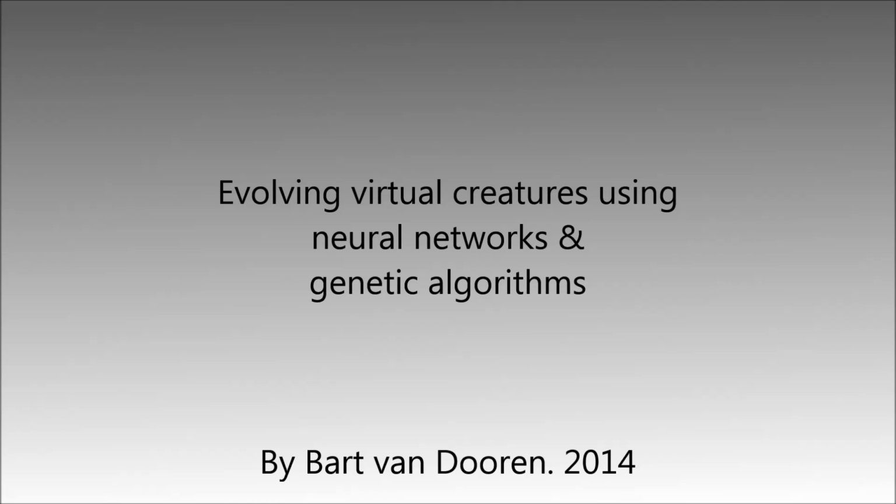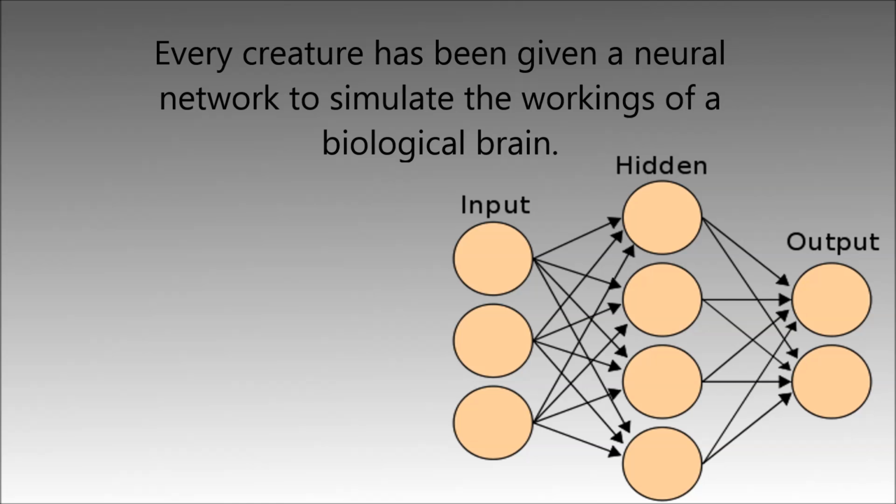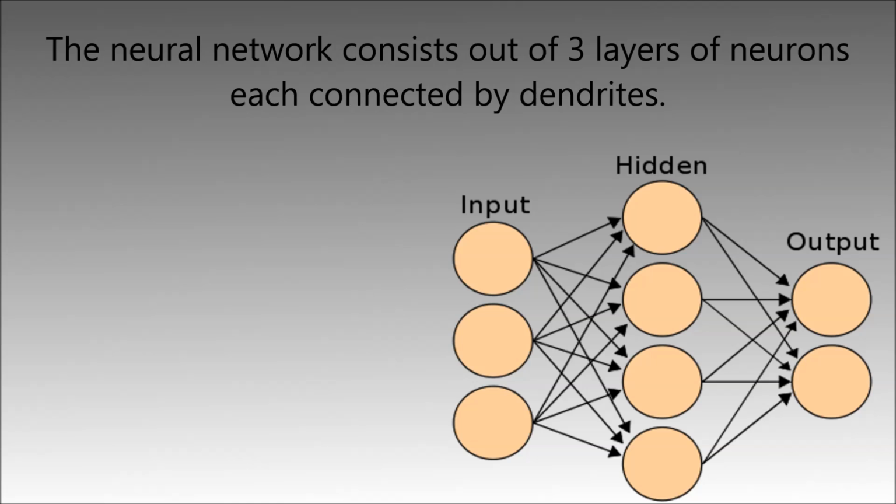Evolving virtual creatures using neural networks and genetic algorithms. Every creature has been given a neural network to simulate the workings of a biological brain. The neural network consists of 3 layers of neurons, each connected by dendrites.